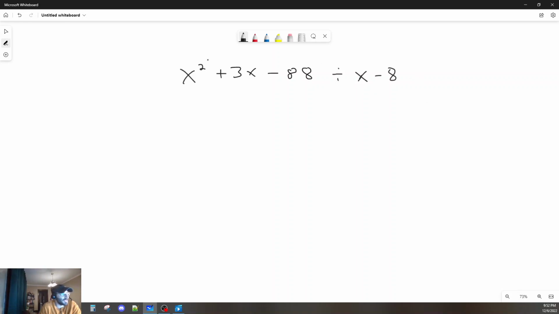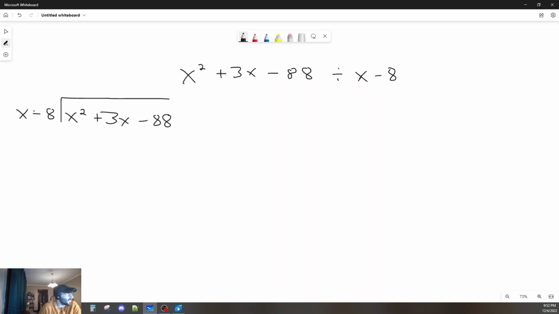This goes on the outside, this goes on the inside. So you do x minus 8 on the outside, and x squared plus 3x minus 88 on the inside.